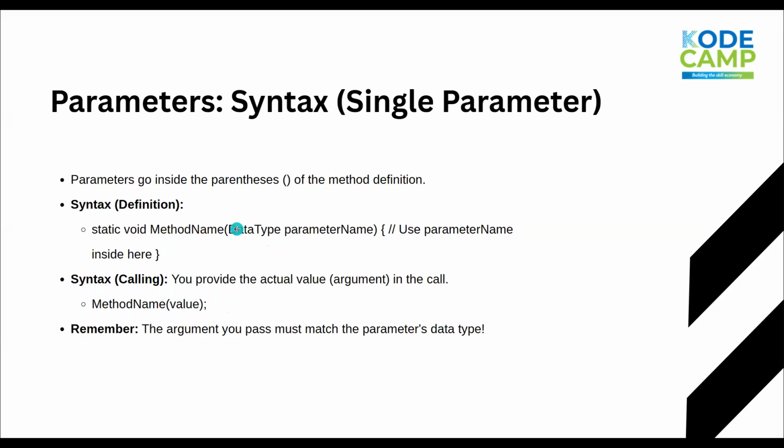We would have multiple parameters, but for now this syntax is making use of one parameter, which is a data type and the parameter name. An example could be int, which is the data type, and the parameter name is num or number. It's just the same way as declaring and initializing a variable. It's the same flow.